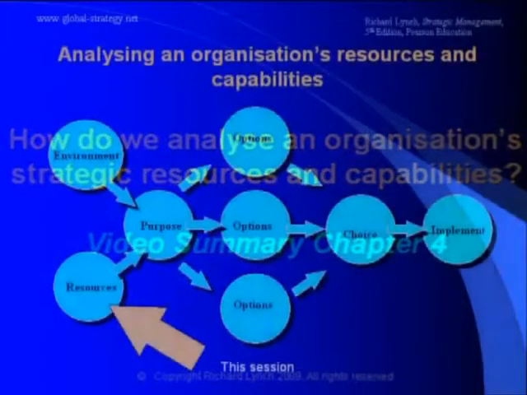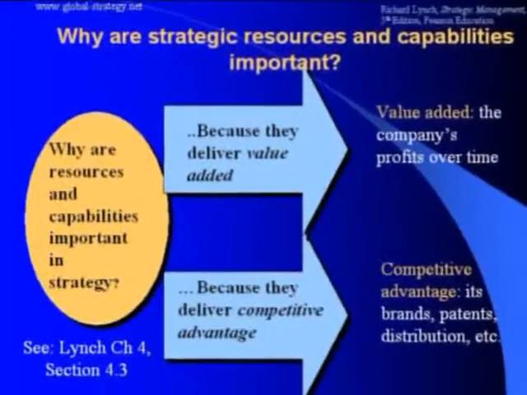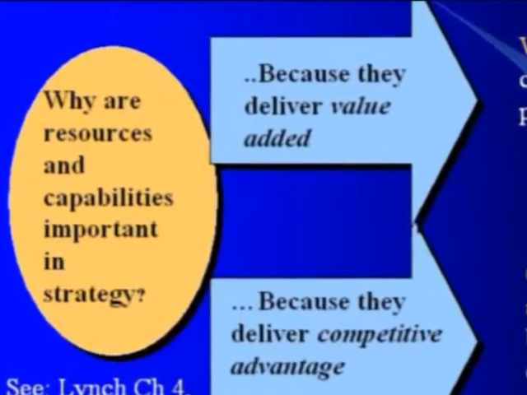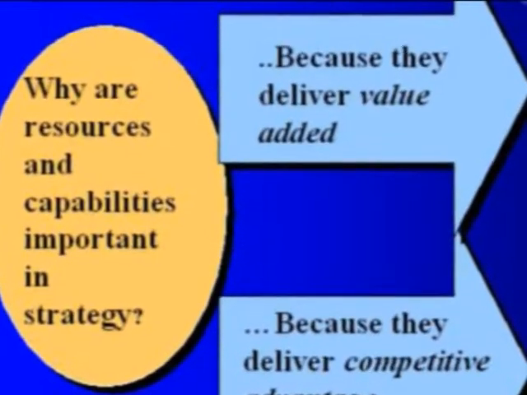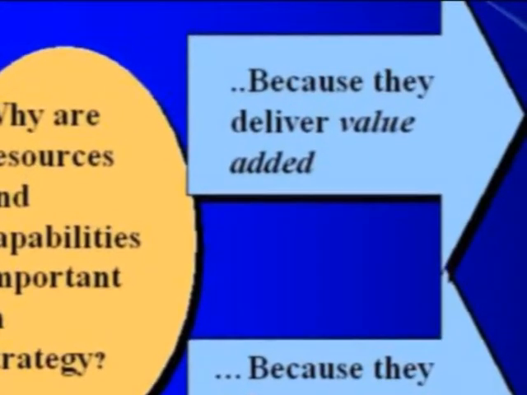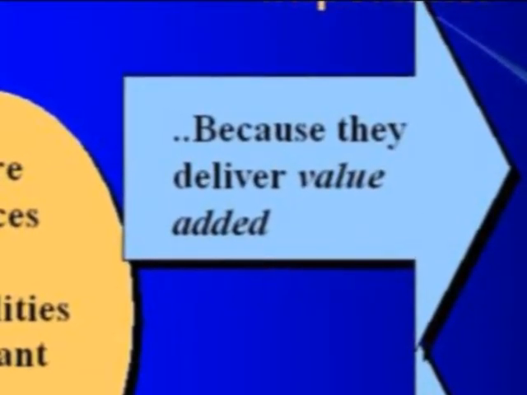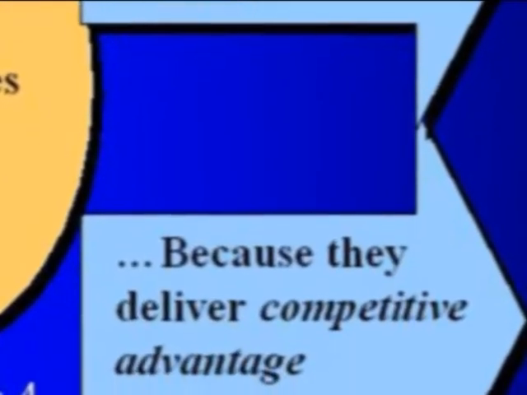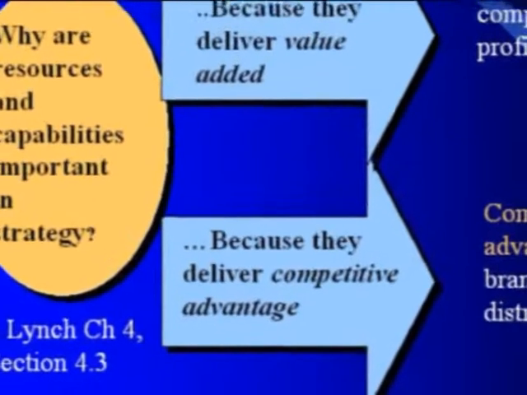Chapter 4 on analysing resources and capabilities changes the focus from the outside of the organisation to the inside. It argues that it's essential for strategy development to analyse the resources and capabilities of the organisation, particularly those that are crucial to adding value in the organisation and those that give competitive advantages to the organisation. It's often the case that the two areas are interlinked. High value added is often associated with high competitive advantage. The chapter looks at value added first and then competitive advantage.